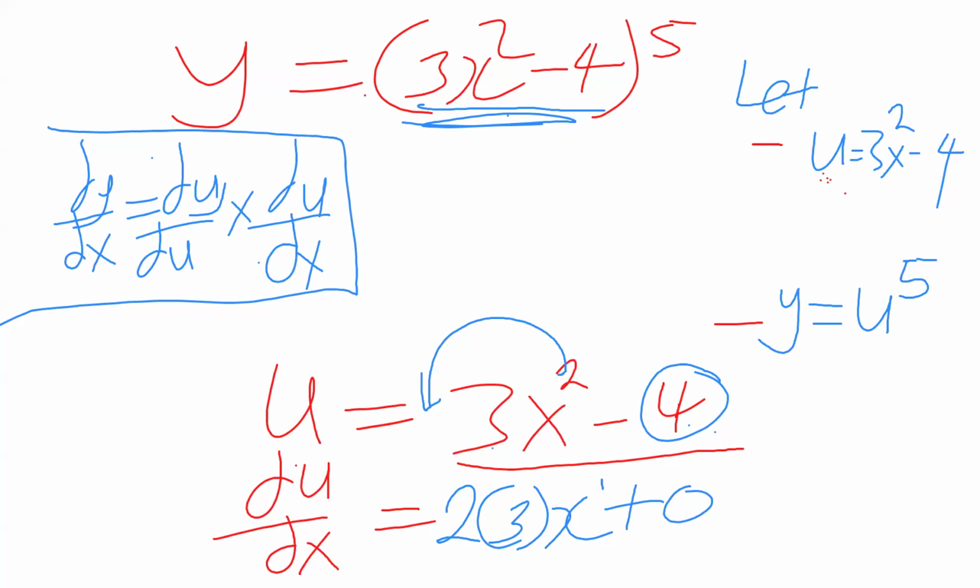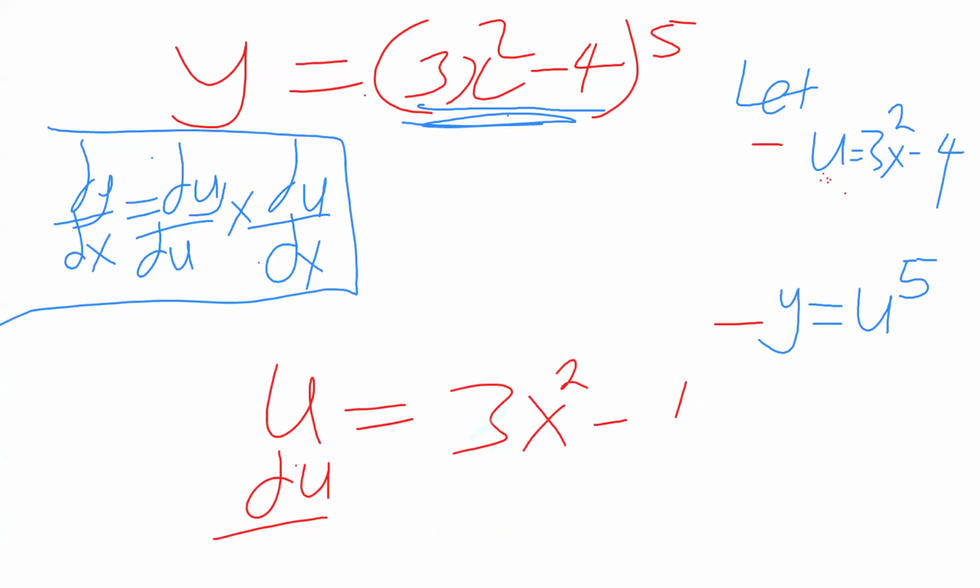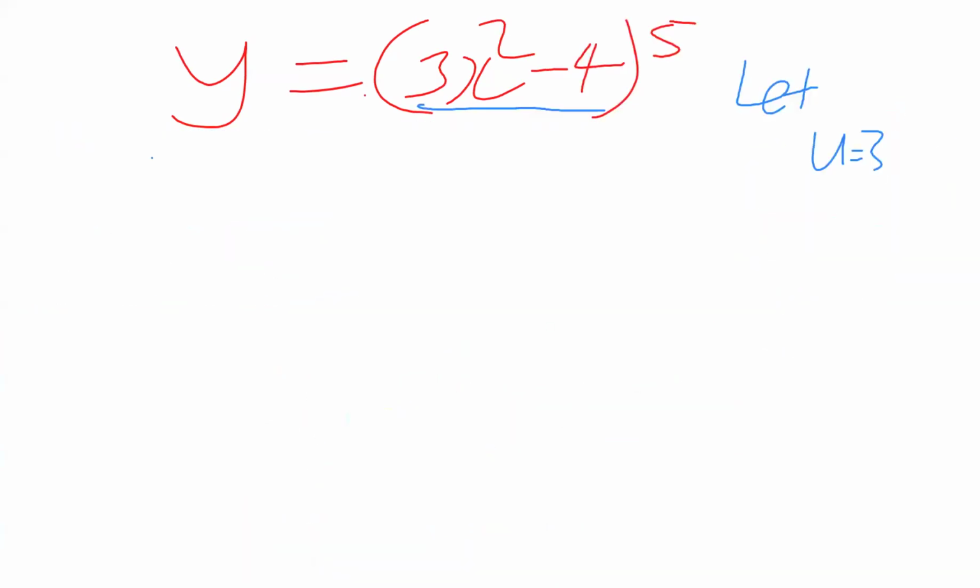Okay, so what is 2 times 3? That gives us 6x, right? Plus 0, that's just as good as 6x. So therefore, du over dx is equal to what? Is equal to 6x. Is that clear? Okay. So now we have differentiated the first function.